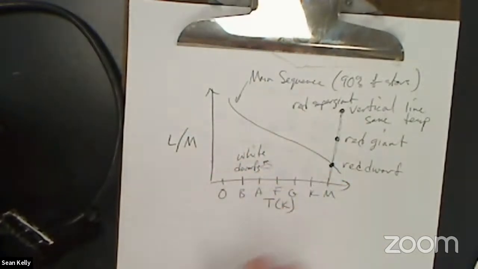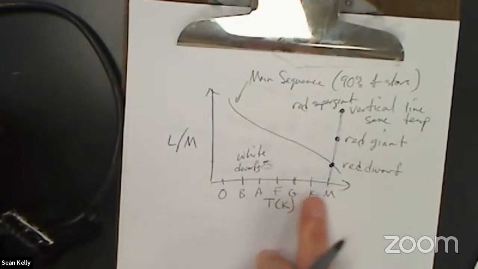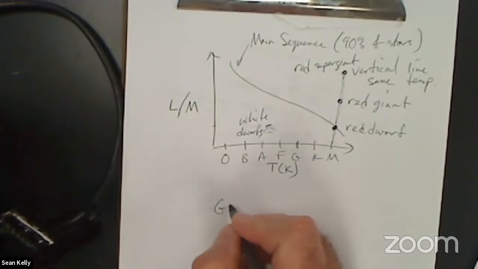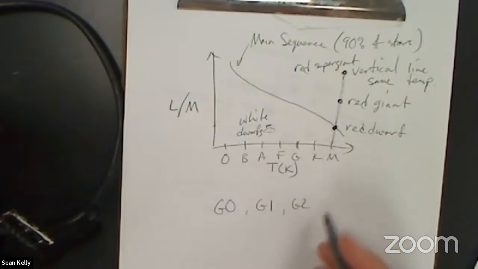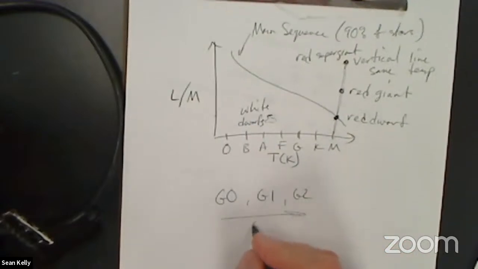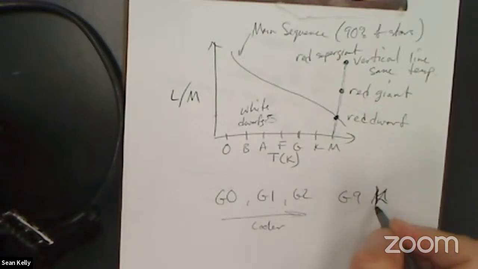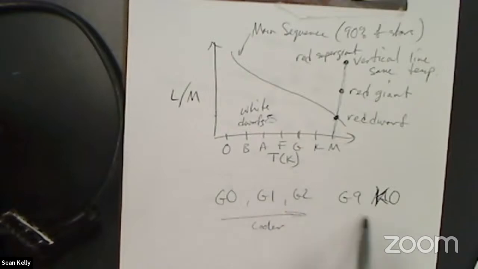I've drawn for you what you really need to know, but you need to know a couple more things. It turns out that these letters were not quite enough, so we further subdivide. We put a number after a letter. So for example, G0, G1, G2. This is getting cooler. So it would go to G9, and then it would be K0, like that. So in between every letter, we have these sub-letters right here.